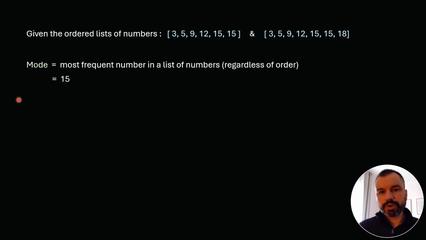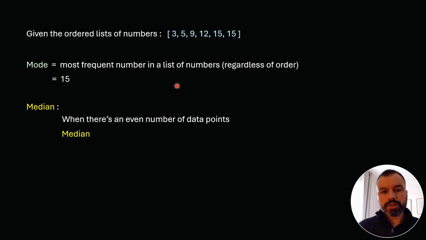But to identify or calculate the median in a list of numbers, we need these numbers to be arranged in ascending order. They must be arranged in ascending order. There's two ways to calculate or identify the median. If there's an even amount of numbers in the list, then we take the two numbers in the middle, in this case 9 and 12, we add them up and we divide by 2. So we average the two middle numbers. That gives us a median of 10.5.